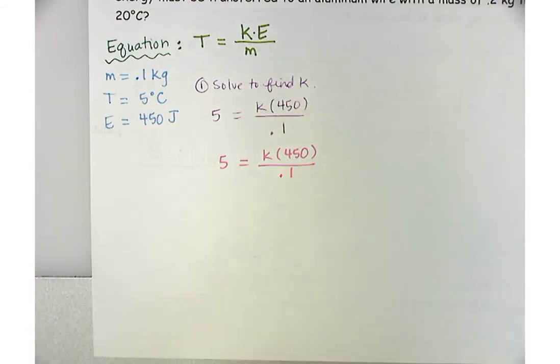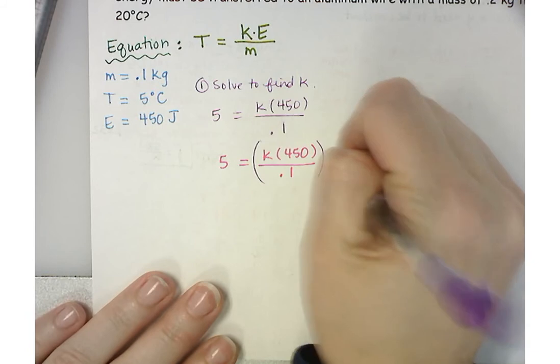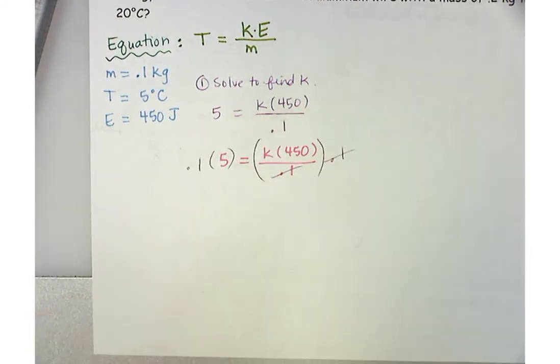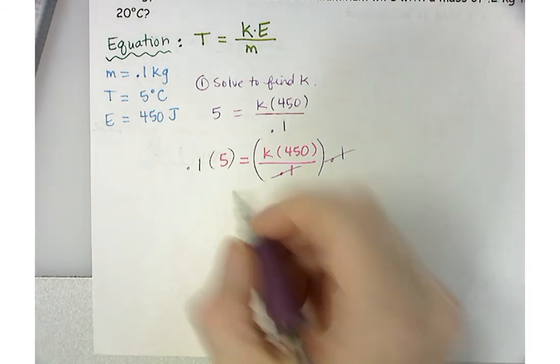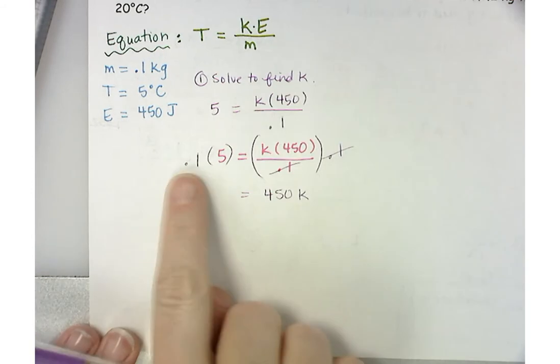Multiply by 2 over 2. It's really you're multiplying by 2 over 2, because what is 2 over 2? 1. And when you multiply by 1, you get the same thing, so it doesn't change your value. What's 2 times a half? 1. What's 2 times 450? 900.